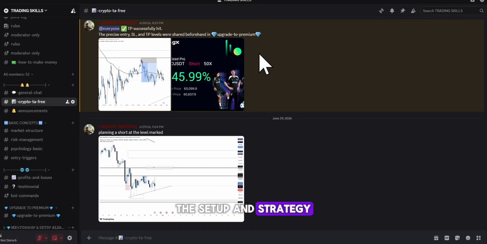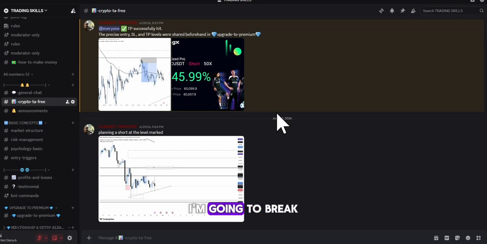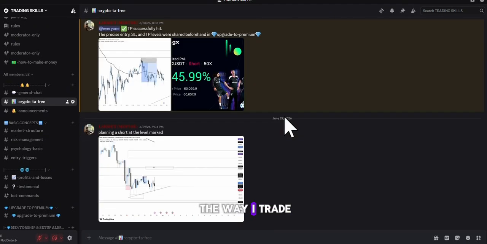The setup and strategy I'll be talking about is right here, which we had called in advance inside of the community. And today I'm going to break down the exact strategy behind this trade, a strategy that's pretty simple to follow, easy to implement, and has completely changed the way I trade. So let's jump straight away into it.